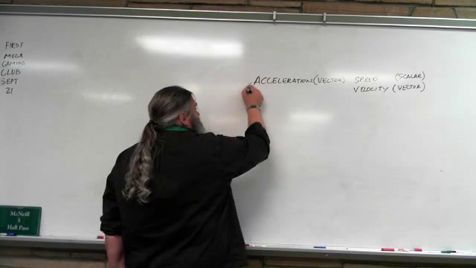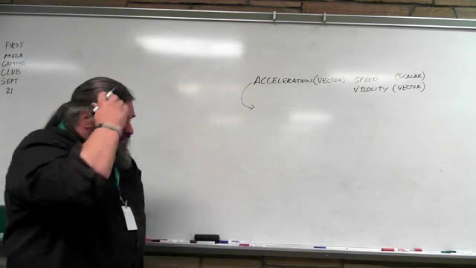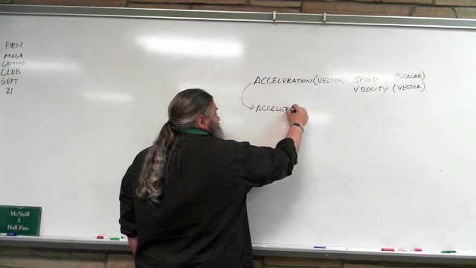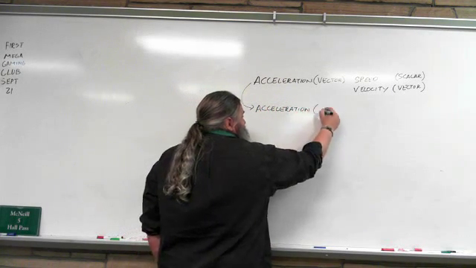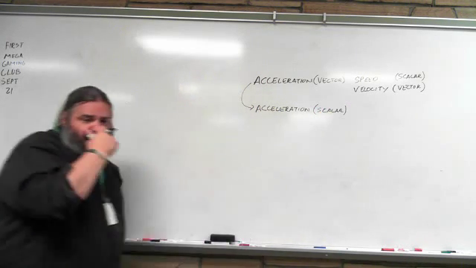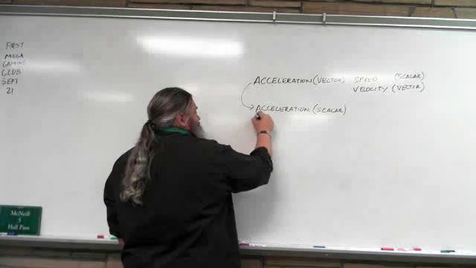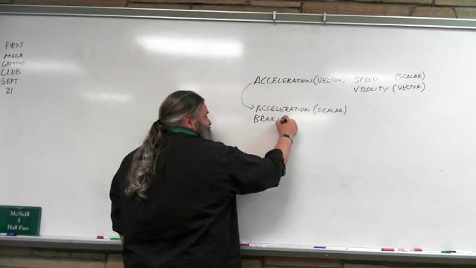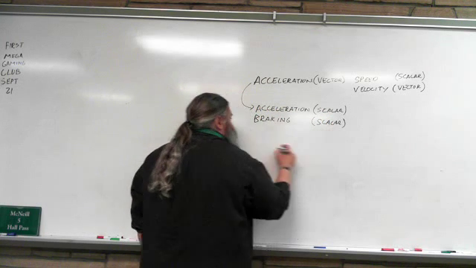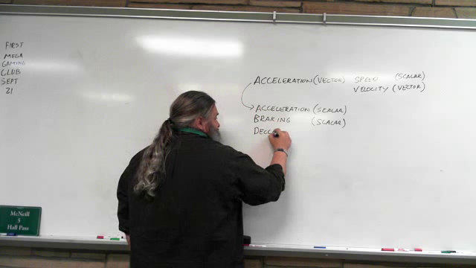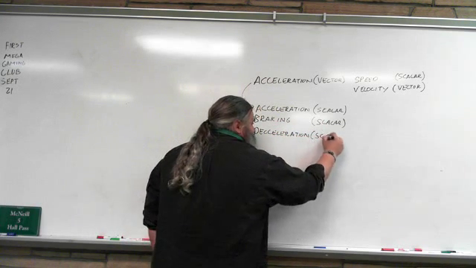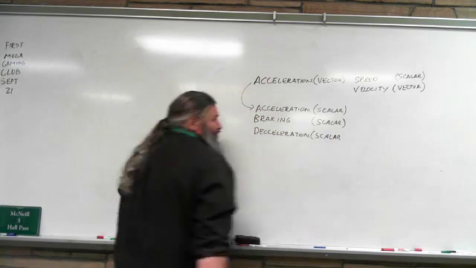So what we need is the scalar equivalent to acceleration. Well, we've got a problem here. Our vocabulary describes acceleration as both a vector and a scalar. And we also use other words to describe an object that accelerates. Braking. Deceleration. All these are referring to scalars and not vectors. So what does that mean?